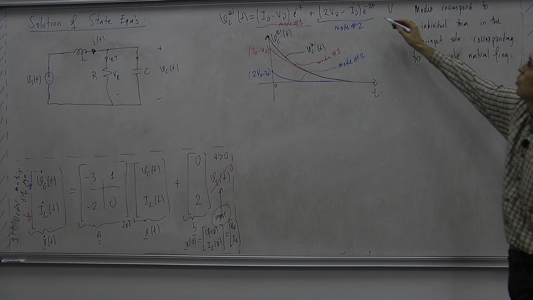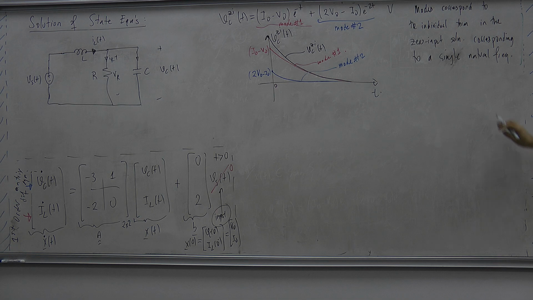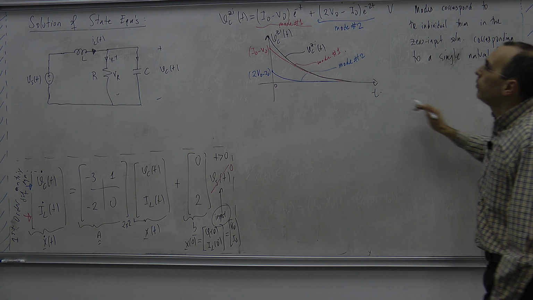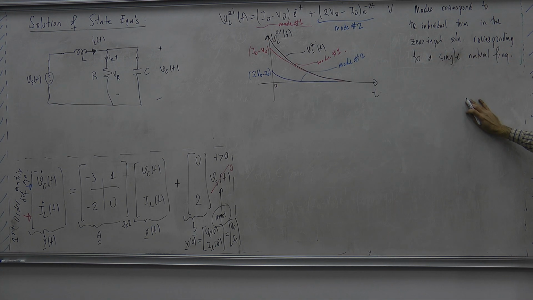Okay, so natural frequency in this case was -2, this one was -1. I think it's very clear, mode number 1 and mode number 2. So what do we see? The final solution is, let's say, the summation of these two modes, mode number 1 and 2. Now, if we check this, one of these modes is decaying faster than the other one.